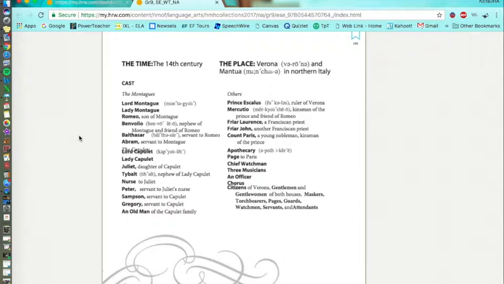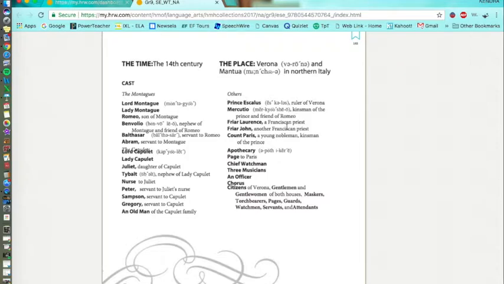Now the nurse is Juliet's kind of like her nanny. She's been raising Juliet ever since she was a baby. They have a very close relationship, much closer than Juliet and her mother. Peter is a servant to Juliet's nurse, and then we have Samson and Gregory, and then we have an old man, and the old man he comes in later. But Samson and Gregory are going to show up right at the beginning.